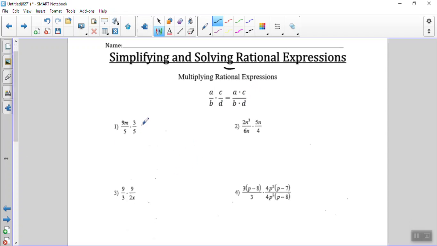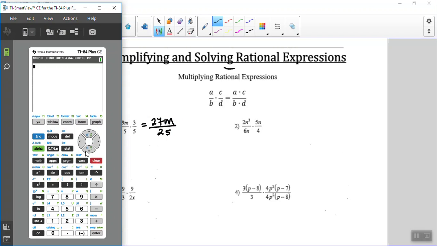So the first problem I have here, I have 9m times 3, which is 27m, over 5 times 5, which is 25. Then you look to see if you can reduce it, and it looks like there's nothing that'll go into 27 and 25. You can even look at it in your calculator. Remember, you can go to math, then numbers, and try to reduce these numbers. 27 comma 25, you hit enter, and it'll say 1, which means there's nothing else that will go into it except 1, so you can't reduce that.